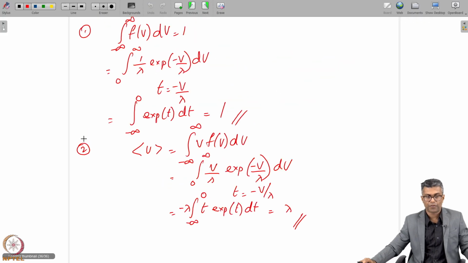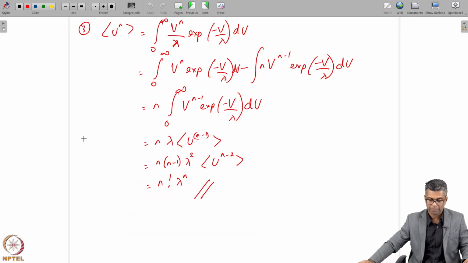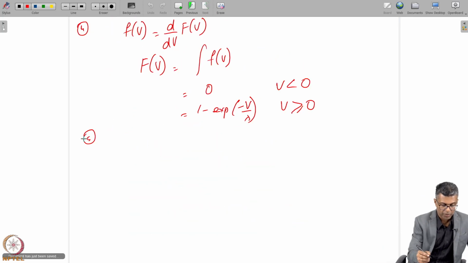Fifth part. What is the fifth part? The probability of u greater than or equal to a lambda is e to the minus a. All right. Let's see how to work that out.